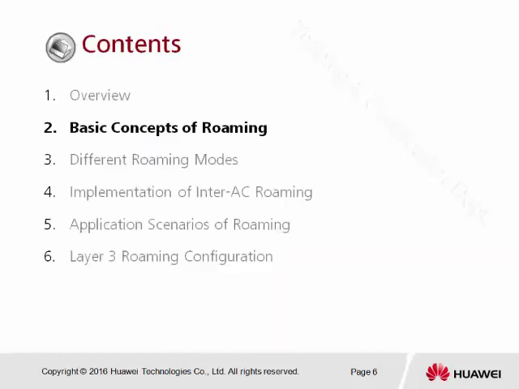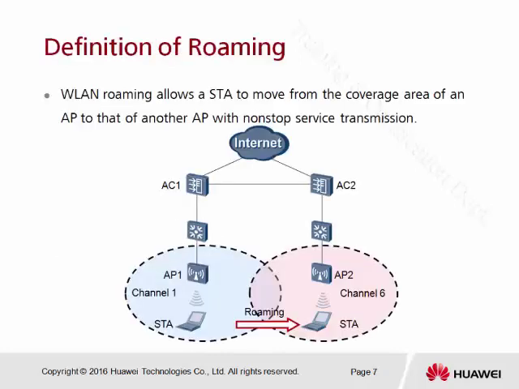Then the second one is the basic concept of roaming. Here is the definition of roaming. WLAN roaming allows the STA to move from the coverage area of one AP to another AP with non-stop service transmission. That means when the STA moves from one area into another, you can see from the picture that the STA was previously connected to AP1, but when it performs roaming and goes into area number 2, it starts to connect to AP2. This is what we call roaming here.